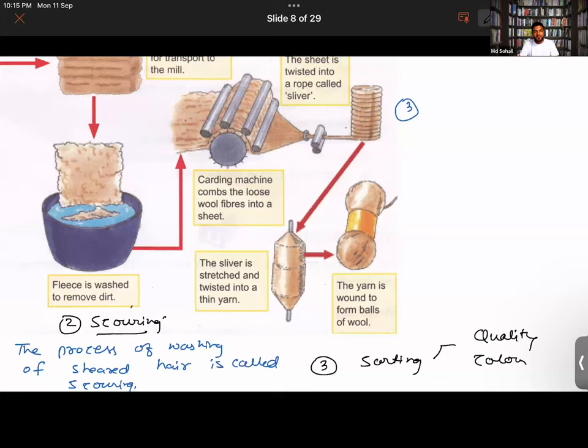For example, some of the woolen fibers are long. Some animals grow long hair, some animals grow short hair. Some of the hairs of animals are very fine, some of them are very coarse. Getting it? What I'm trying to say here?